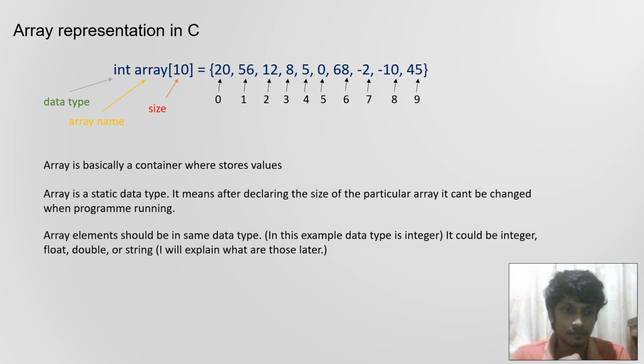Array elements should be of the same data type. In the example, the data type is integer. It could be integer, float, double, or string, like that. As I said before, it should contain only one data type. It can't contain mixed data types. Okay.